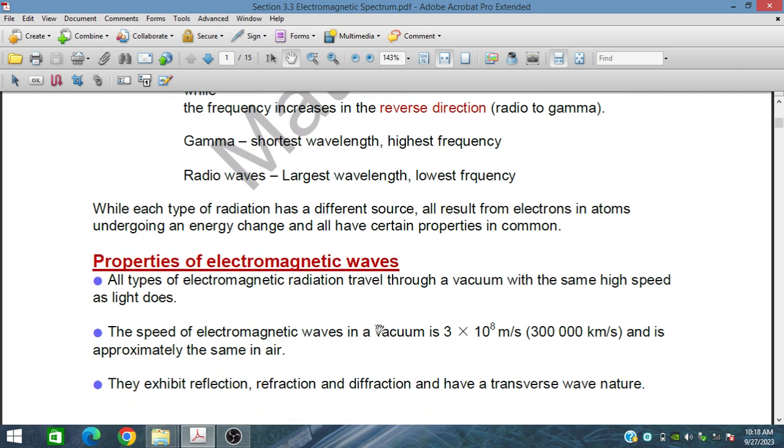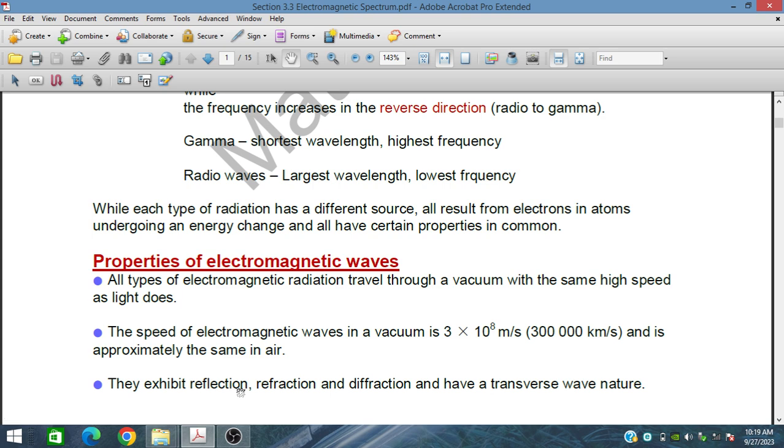The properties of electromagnetic waves. All types of electromagnetic radiation travel through a vacuum with the same high speed as light does. The speed of electromagnetic waves in a vacuum is 3 × 10^8 meters per second and is approximately the same in air.